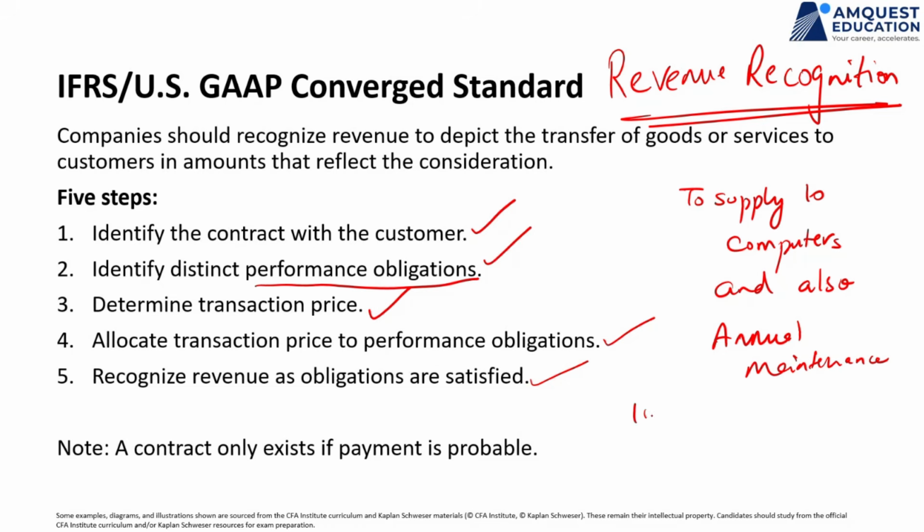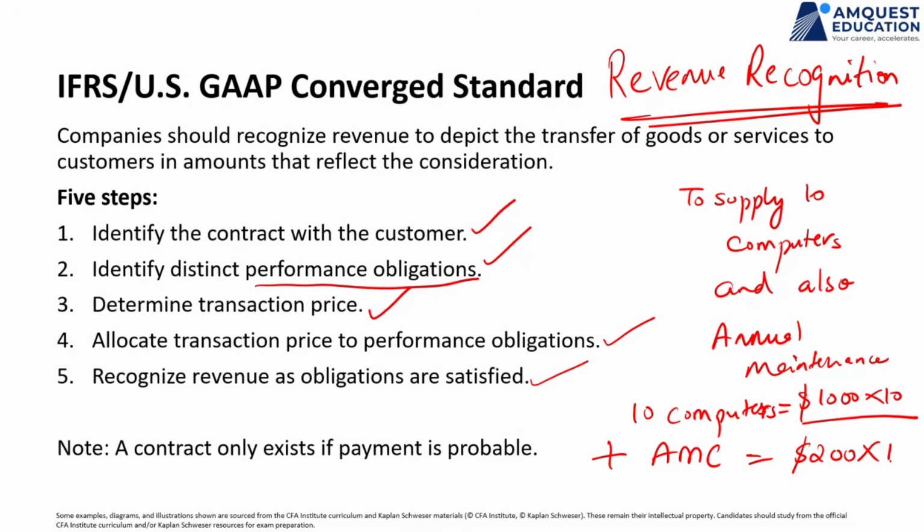Right? So I'm going to say 10 computers. I'm going to supply for, let's say, $1,000 into 10. Plus annual maintenance contract will be $200 into 10. So this is the contract. So now we sign a contract. My obligation is to supply 10 computers and also do annual maintenance for it.